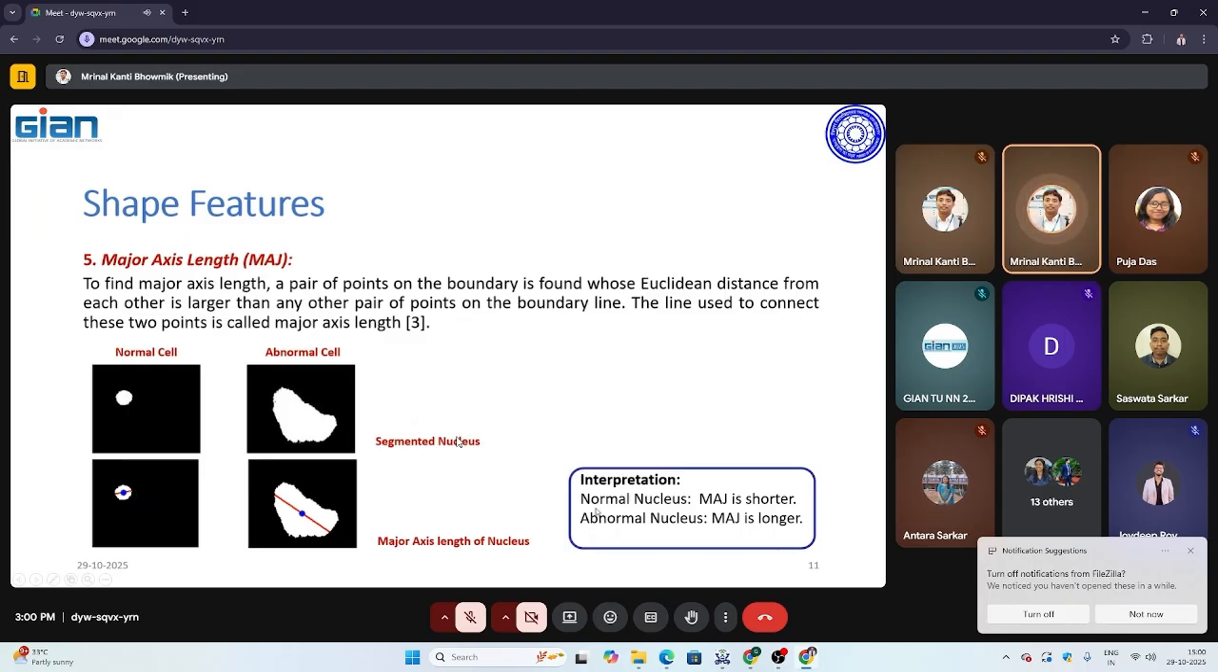But we have to say that in the normal nucleus, the major axis length is shorter than the major axis length of the abnormal cells, due to the abnormal growth of the abnormal nucleus cell.